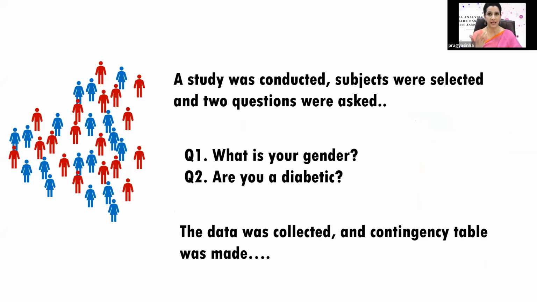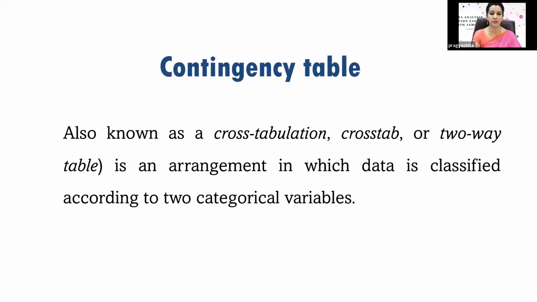So I will collect the data. In these two questions, you can see that there are two categories. Gender I have kept only two options, that is male and female. And diabetes also I have kept two categories, that is yes and no.